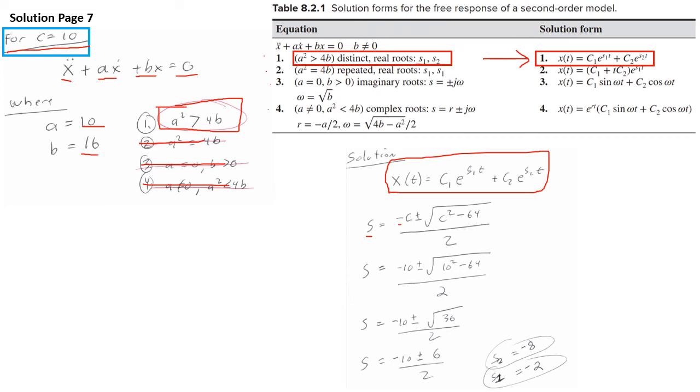s is equal to negative c plus or minus the square root of c squared minus 64, over 2. Plug in our value for c, so s is equal to negative 10 plus or minus the square root of negative 10 squared minus 64, over 2. So s is equal to negative 10 plus or minus the square root of 36, over 2, or s is equal to negative 10 plus or minus 6 over 2, so s1 is equal to negative 2 and s2 is equal to negative 8, for our two roots that we can plug back into our general solution.